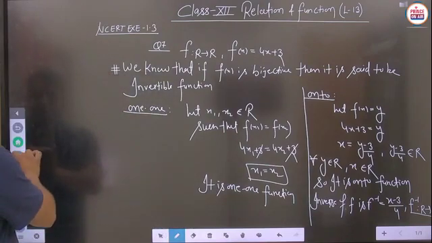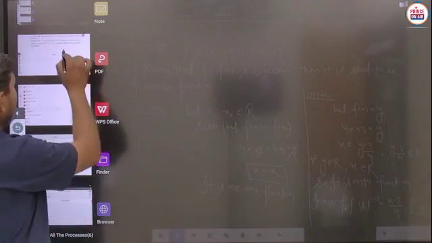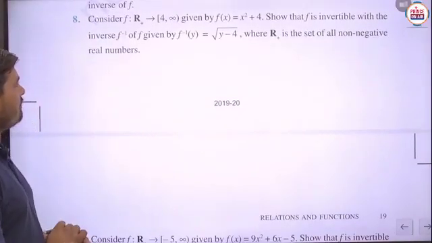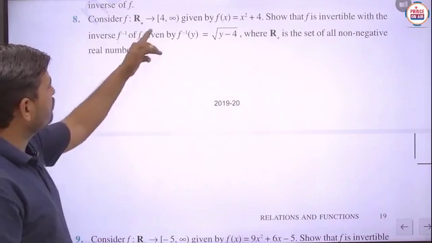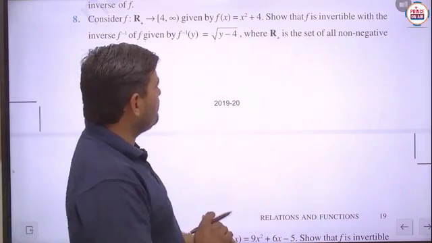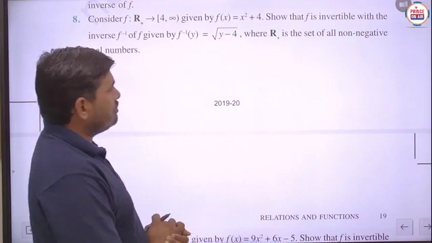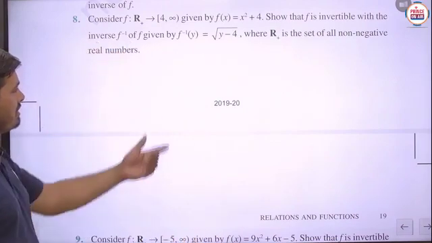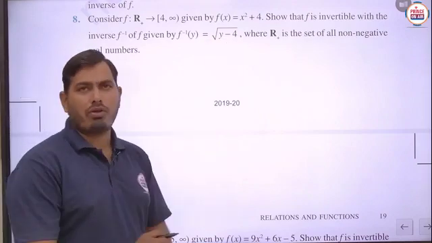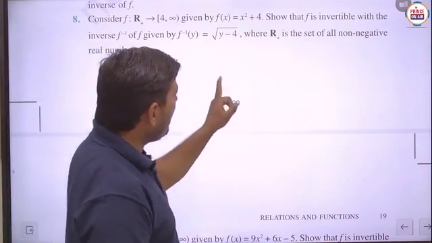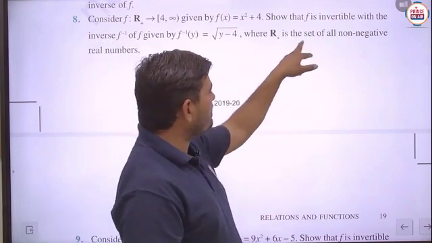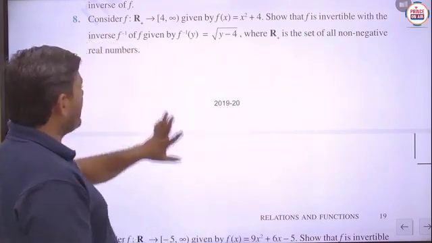Next question number 8. You can first of all read question number 8 from here. Consider the function f from R plus to [4, infinity) given by f(x) equals x square plus 4, so that f is invertible with the inverse f inverse given by f inverse of y equals square root of (y minus 4), where R plus is, basically, the set of all non-negative real numbers.